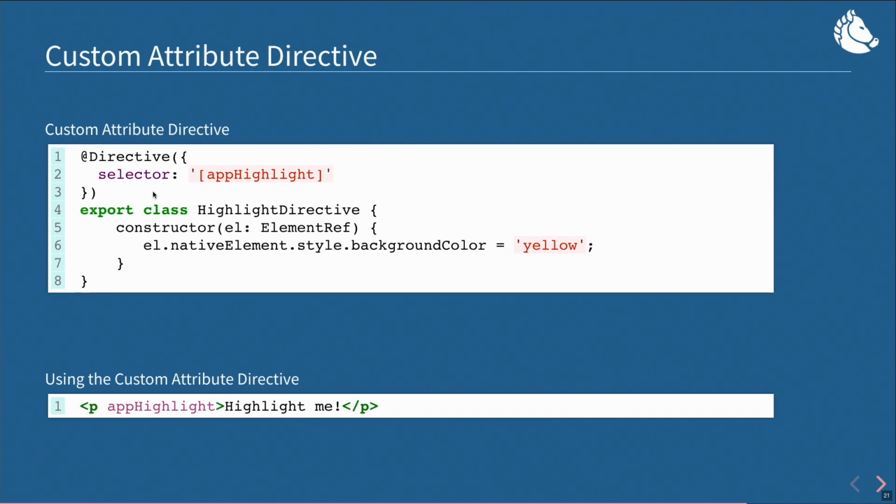And there's a custom attribute directive. It says, if I find a node that has the app highlight attribute in it, then I'm going to take the element and set its style to a background color of yellow. And this is how you would use it down here.